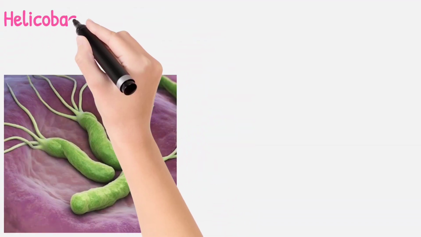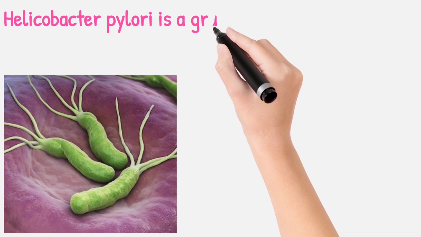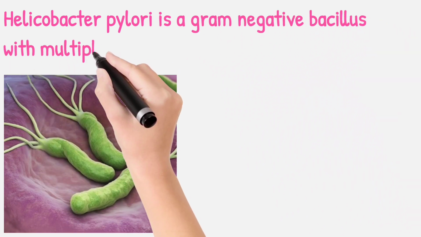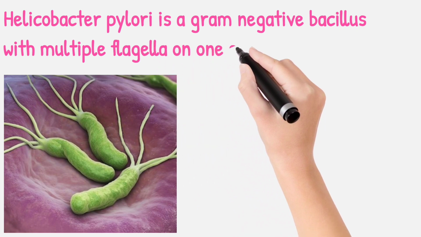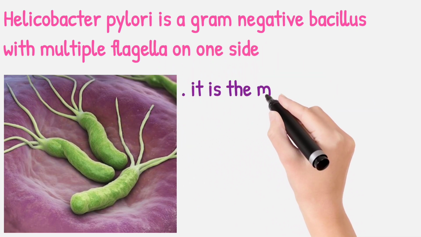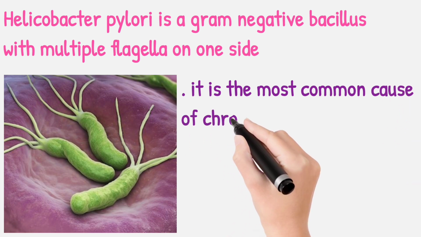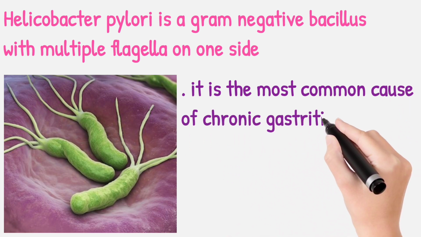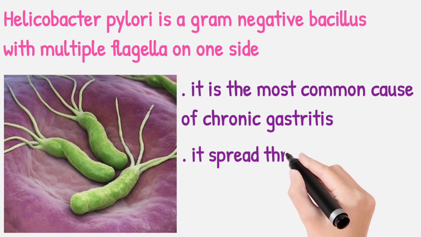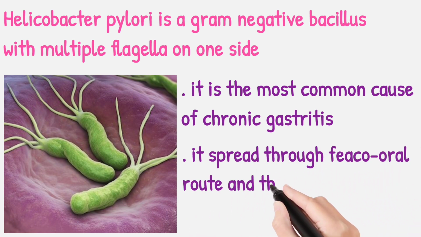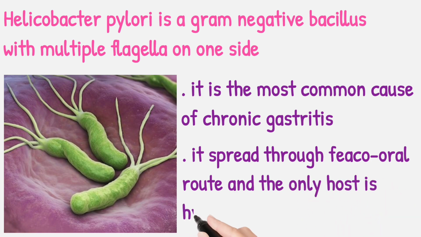H. pylori is a gram-negative bacteria with multiple flagella at one end of the bacteria. It is the most common cause of chronic gastritis. It spreads through the fecal-oral route and humans are the only host of H. pylori.